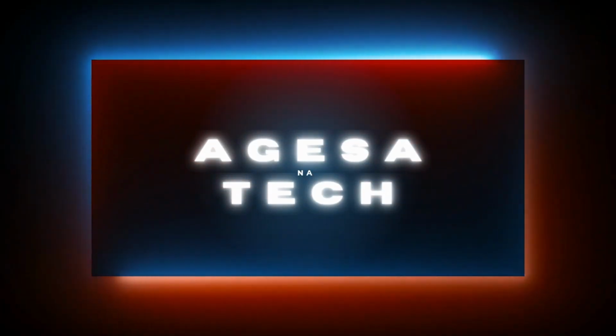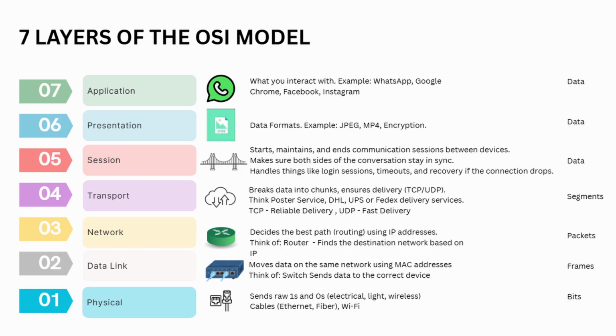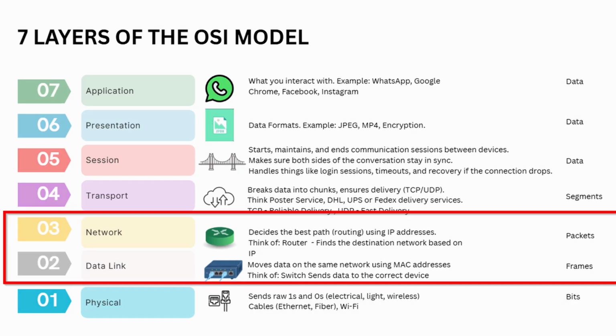Karibuni tena. In the last video, we really focused on IP addresses, subnetting, really understanding what the subnet is and what the subnet mask is. And this week, I want us to go back to the OSI model and look at two layers. We want to look at the network layer and the data link layer.